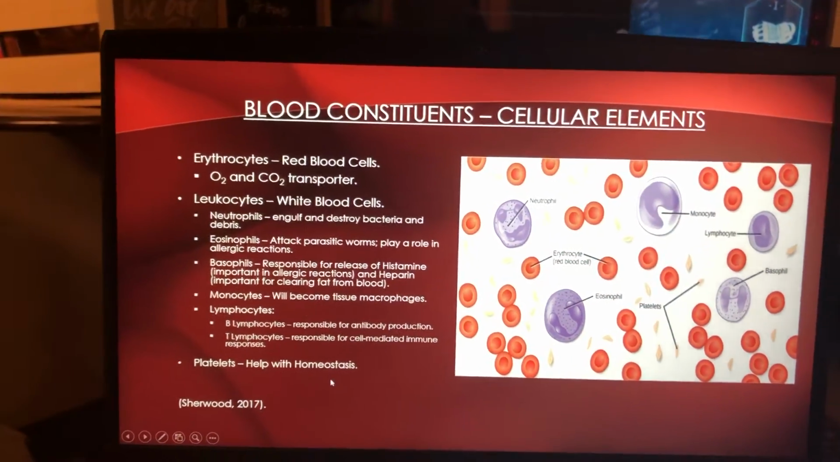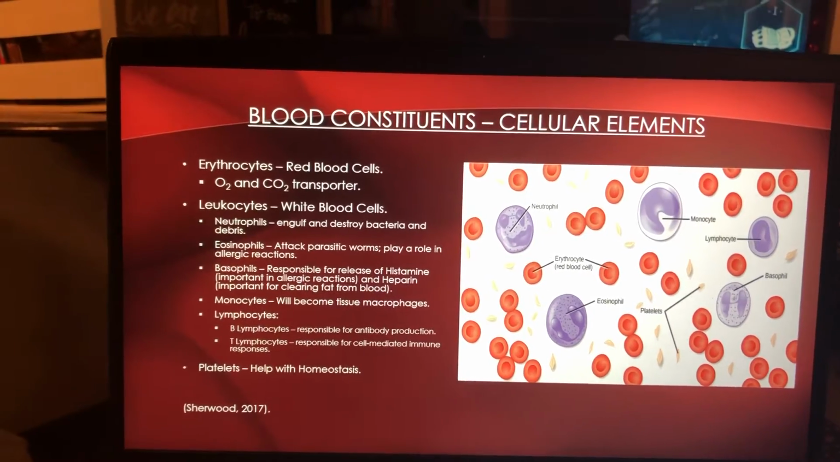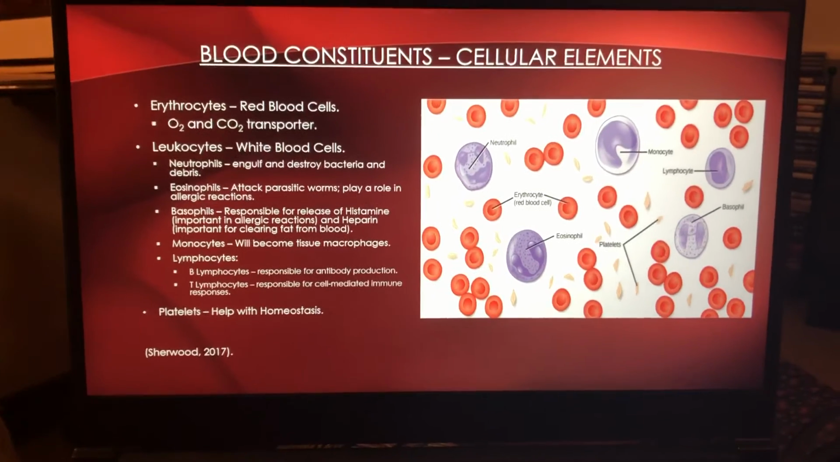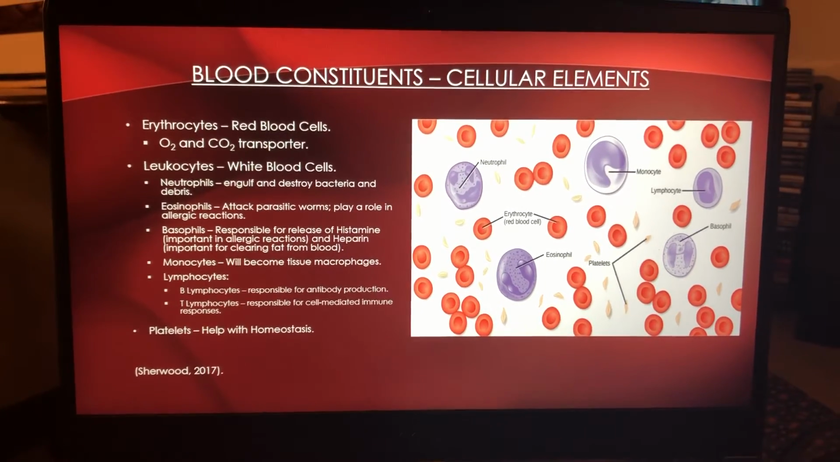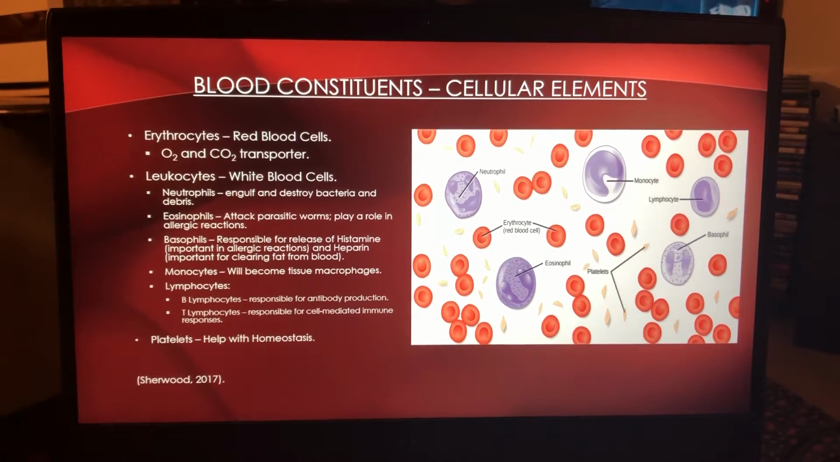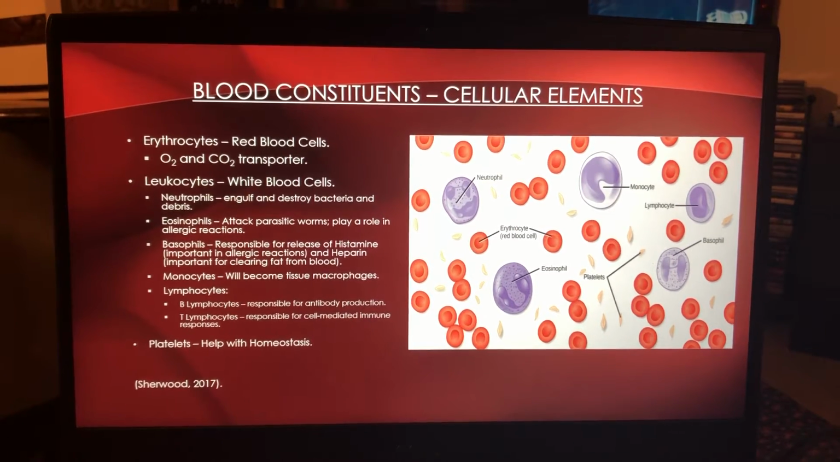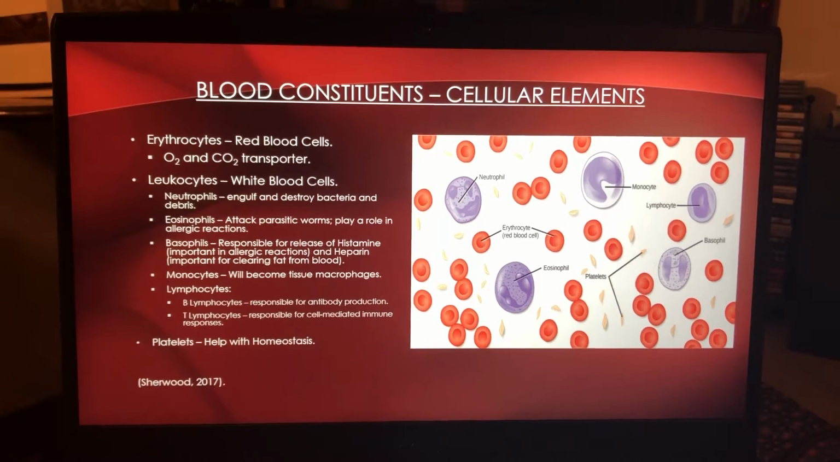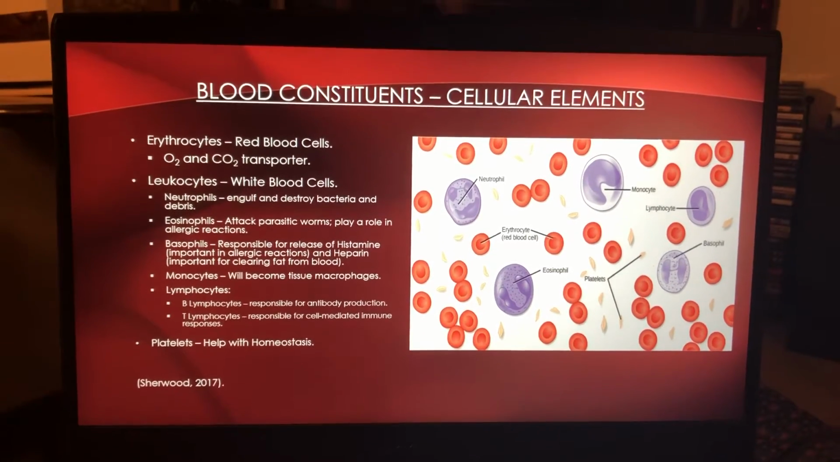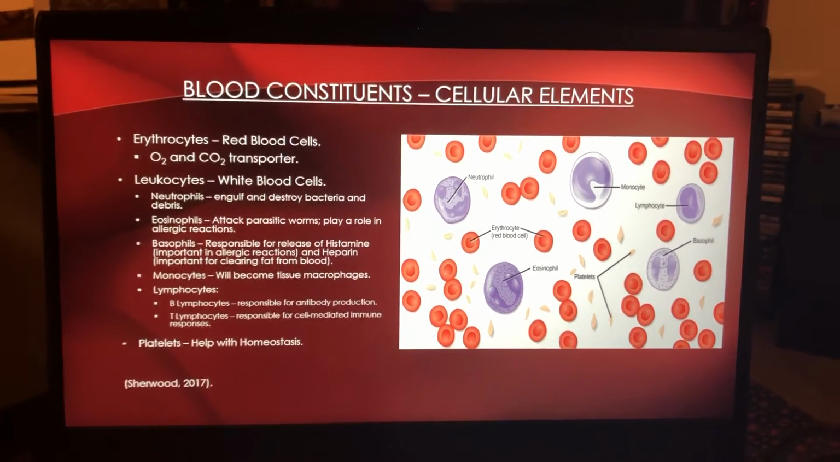The next category of blood components or constituents is cellular elements. Cellular elements compose of our erythrocytes, which are our red blood cells, and these red blood cells are how our oxygen and carbon dioxide throughout our blood gets transported to parts of the body that they need to get transported to, and primarily used for the oxygen transportation.